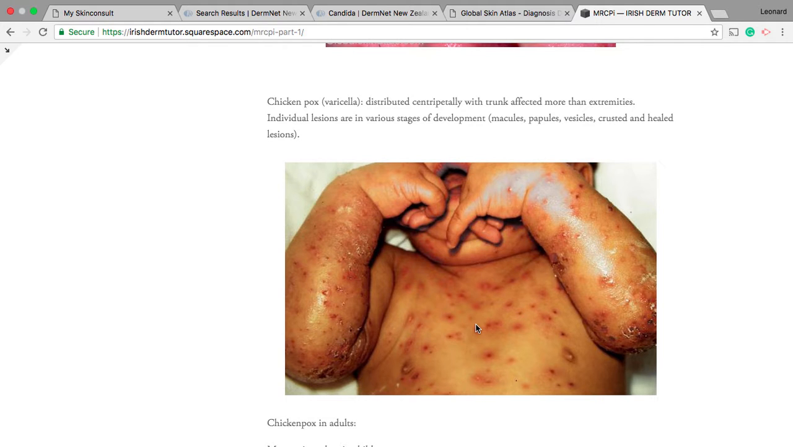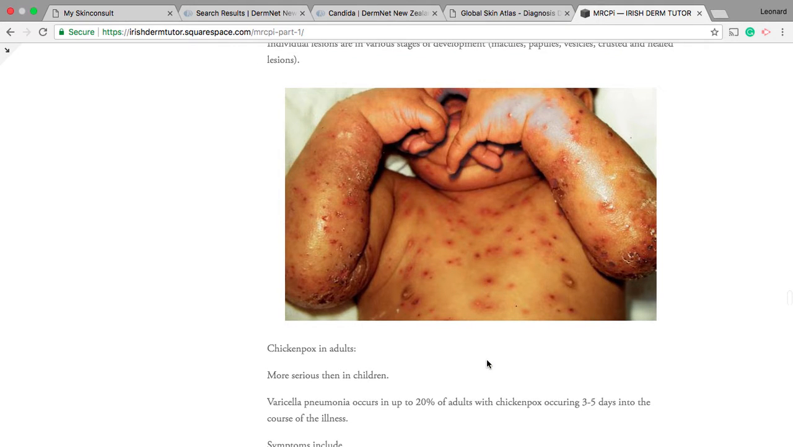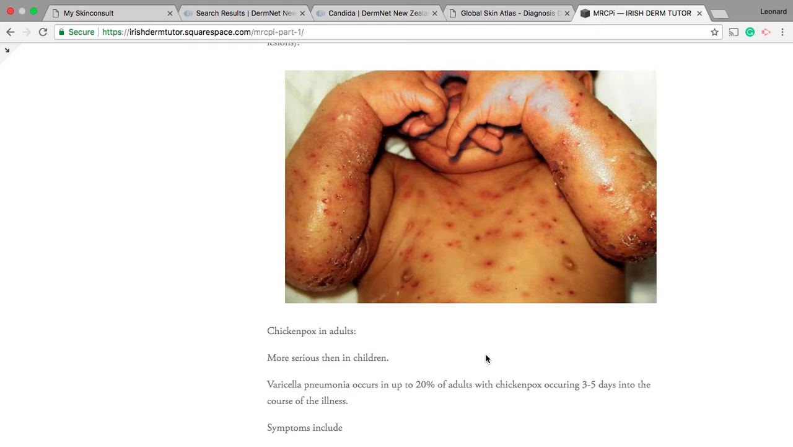But the thing about chickenpox is that individual lesions are in various stages of development. So in some areas you might just get simple macules, some areas you get raised papules, and in some areas you can get these vesicles, which you can't really see any intact vesicles there, which can then crust off and leave erosions, and then once they're crusted over, they then get healed over time.